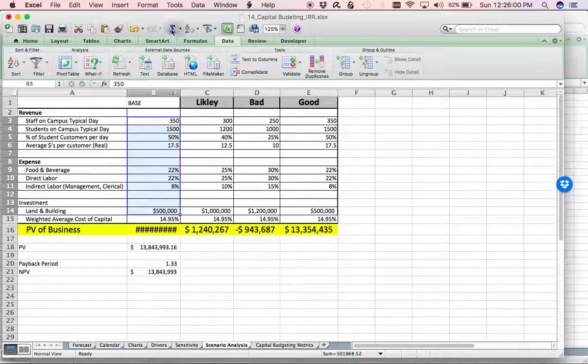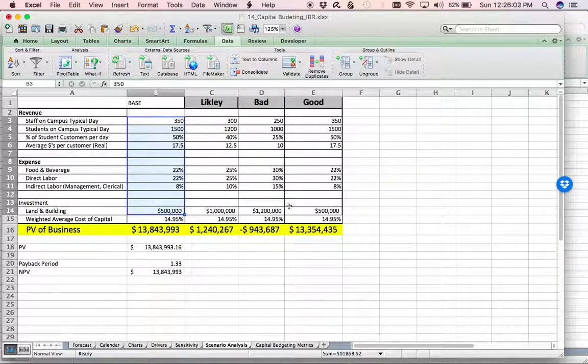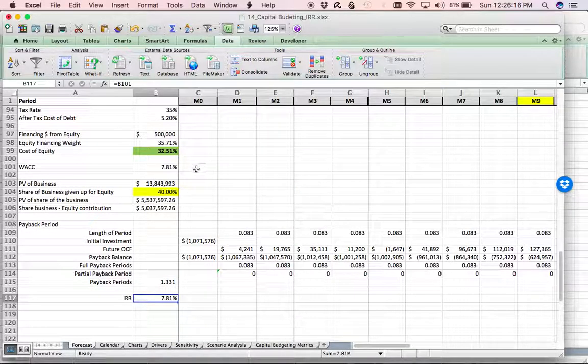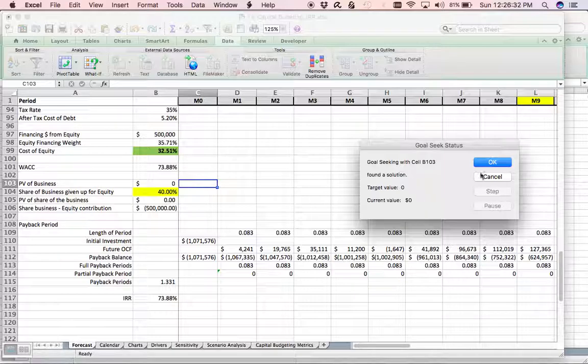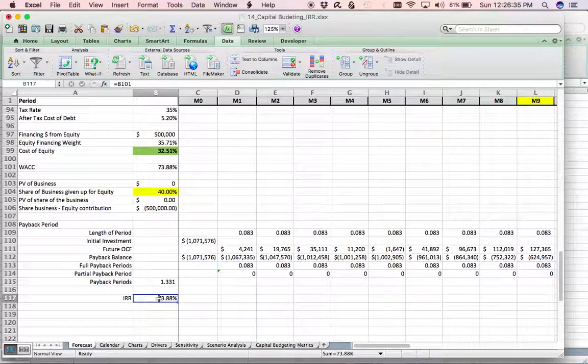You'll notice as I'm pasting all of these that what I'm not doing is pasting the 14.95 cost of capital. It's the same in all of them, so you could paste it if you want, but since we don't need it, I don't worry about it too much. All right, so now we've got the good scenario in, and we're going to again come in here and do our Data, What-If Analysis, Goal Seek, set the present value of the business equal to 0 by changing the WACC. And okay, so that's a 73.88% internal rate of return.